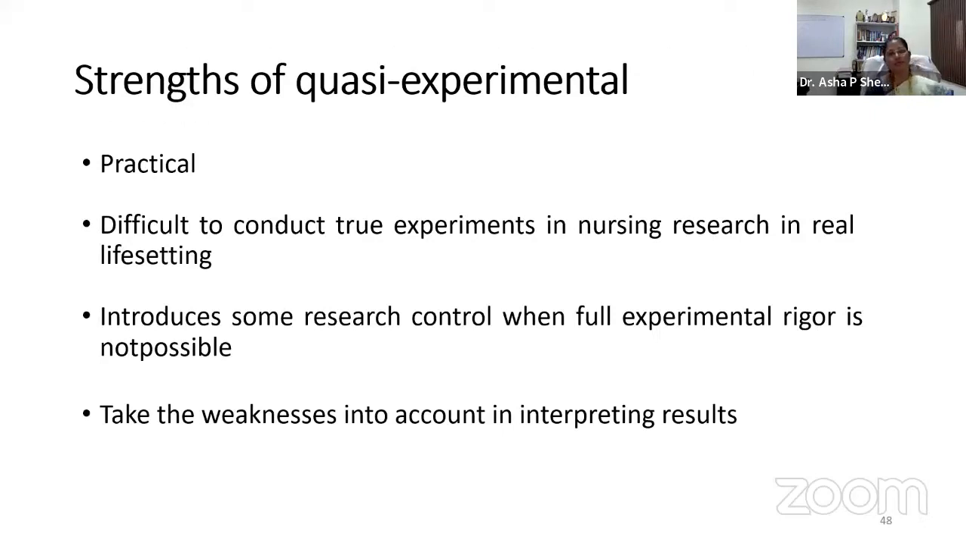So, the strengths of the quasi-experimental study: it is a very practical design when it is difficult to conduct true experimental designs in nursing research. That is the place where we do quasi-experimental designs. Many times it is not possible for us to have a true control group, or sometimes it is not possible to have randomization. This introduces some research control when full experimental rigor is not possible, and it takes the weaknesses into account in interpreting the results. That is the limitation.